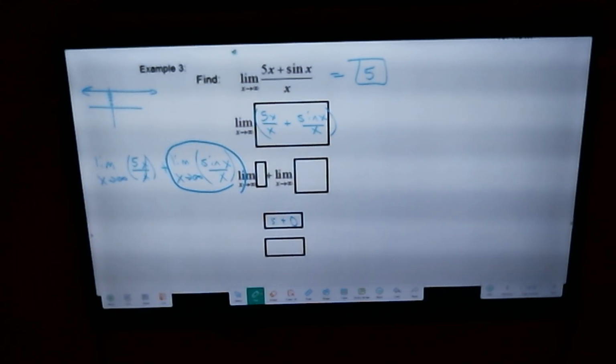What's the denominator? 1. Oh, it's 5 plus 0, which is 5.